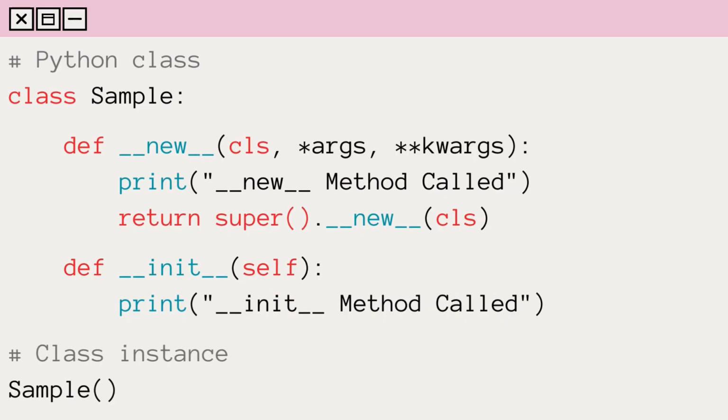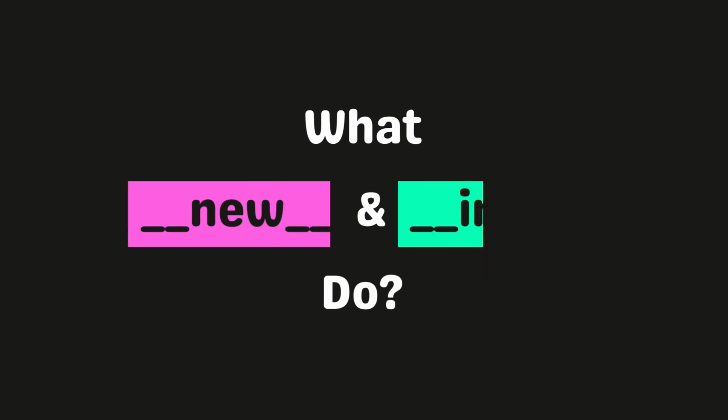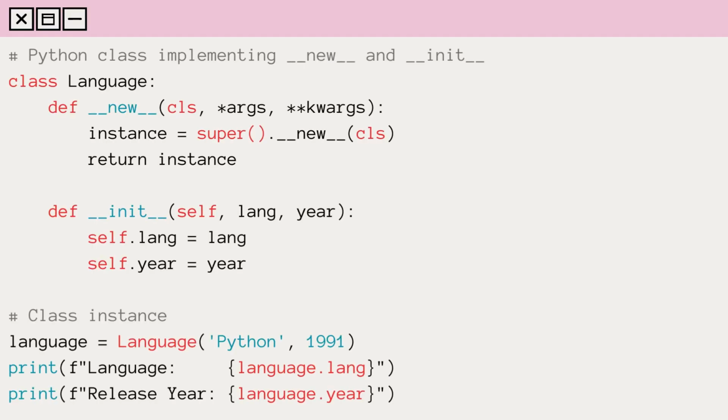Now, when we create an instance of the class, we get this output. By seeing these messages, we can say that the __new__ method is called before the __init__ method. But what do the __new__ and __init__ methods do? In this example, we've implemented both methods in the class.